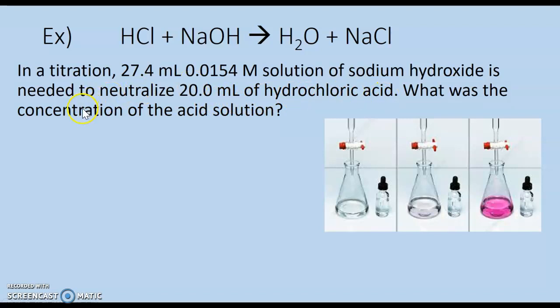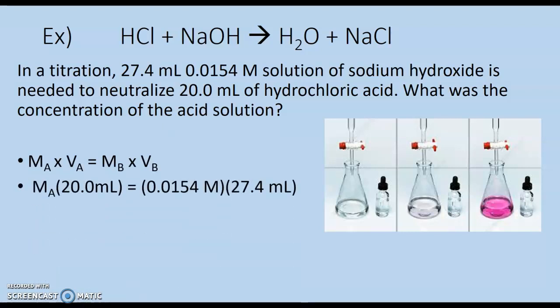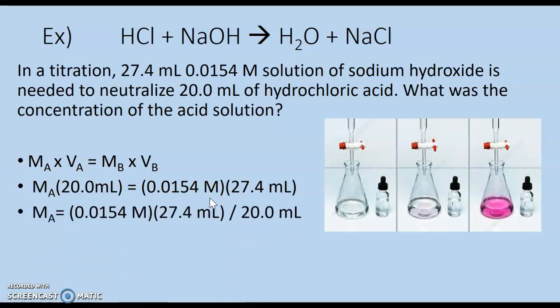What's the concentration of the acid? So we're going to use the MAVA equals MBVB formula, but what we don't have is the molarity of the acid. That is our unknown. So we have volume of the acid, molarity of the base, volume of the base. So in order to get that variable by itself, you're going to bring 20 over here and you're going to divide by 20.